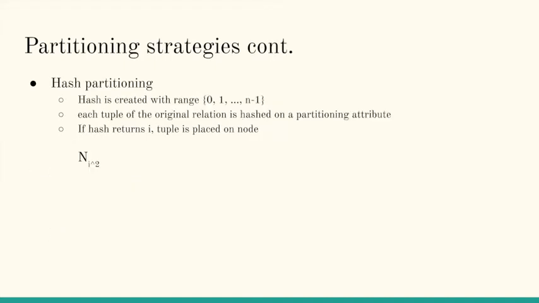Hash partitioning creates a hash table that is 0 to n minus 1 in length. Each tuple of the original relation is then hashed with a particular attribute, and if the hash returns i, the tuple is placed on node i.